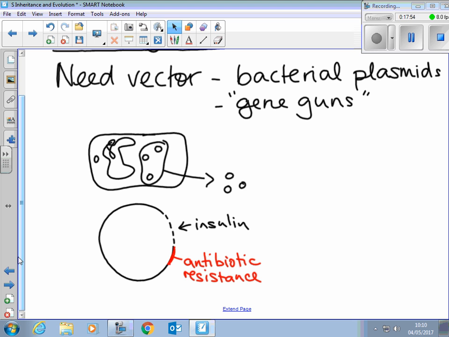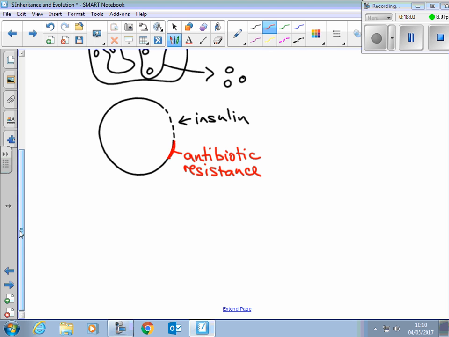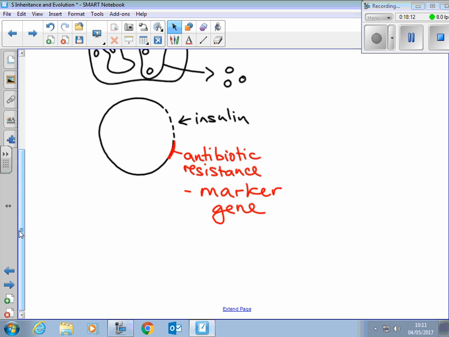Okay, these genes that we use for identifying the modified cells are called marker genes. All right, so that's one example there, and we will stop at that point, and I'm going to give you a crossword to play with.